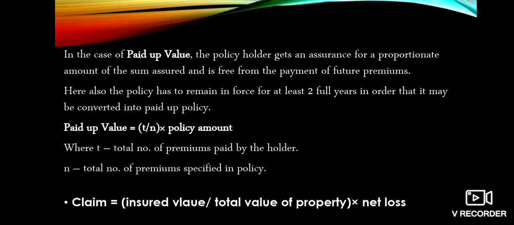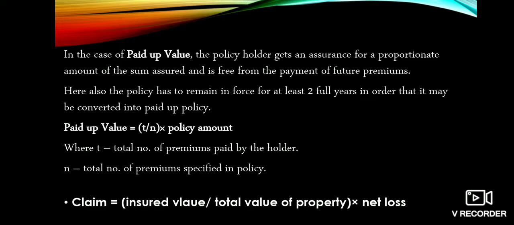So in the case of paid up value, the policy holder gets an assurance for a proportionate amount of the sum assured and is free from the payment of future premiums. Here also the policy has to remain in force for at least 2 full years in order that it may be converted into a paid up policy. So we can calculate paid up value as T divided by N into policy amount, where T is the total number of premiums paid by the holder and N is the total number of premiums specified in the policy.